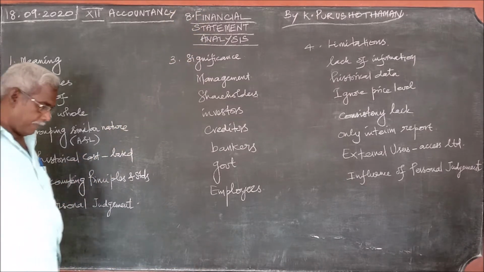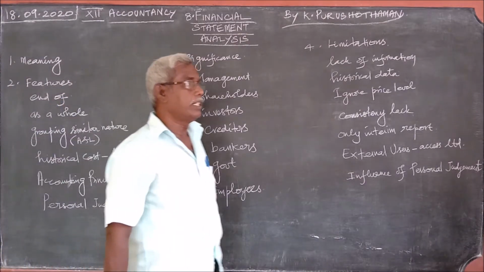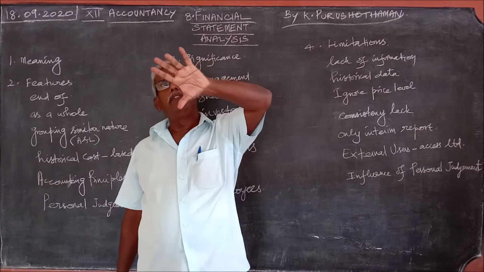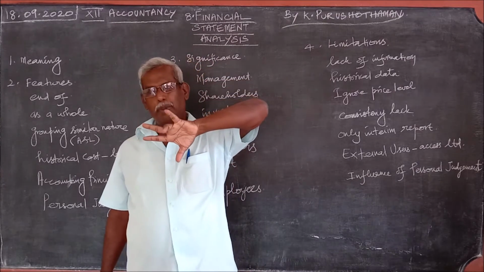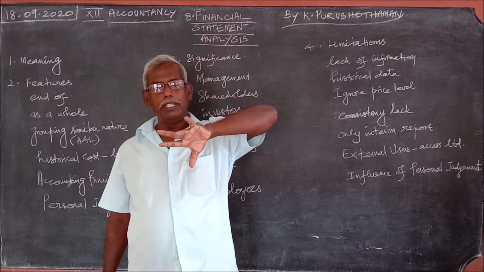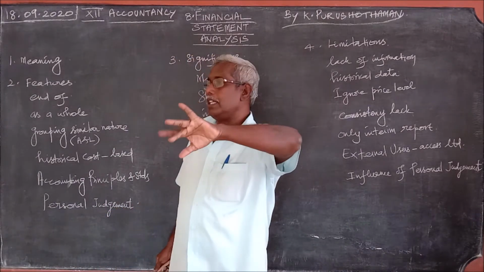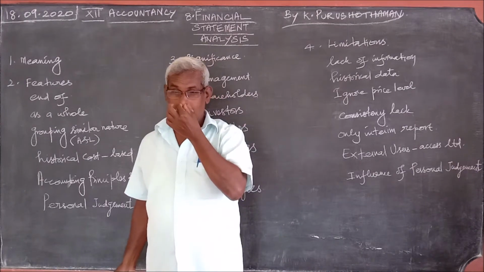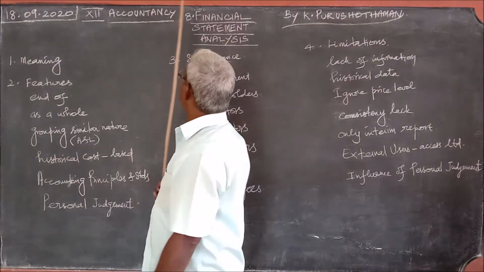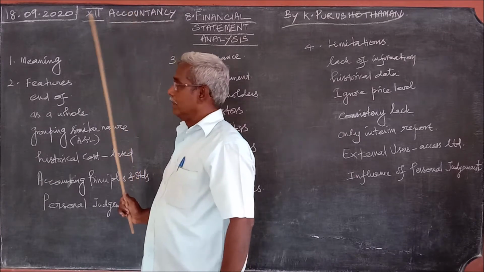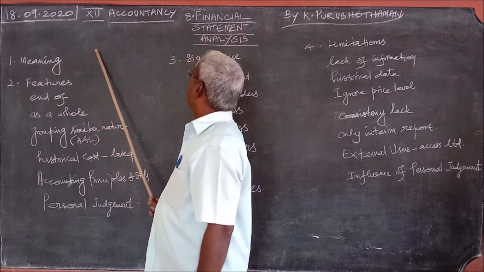So generally, if I say simply, the financial statement includes the manufacturing expenses, the trading and profit and loss account, and the balance sheet. These are the three important items which are prepared under the financial statement of any business concern. That is the meaning of this.